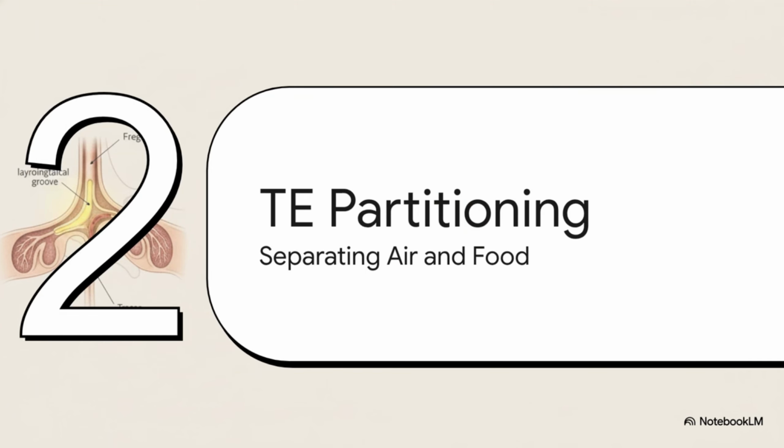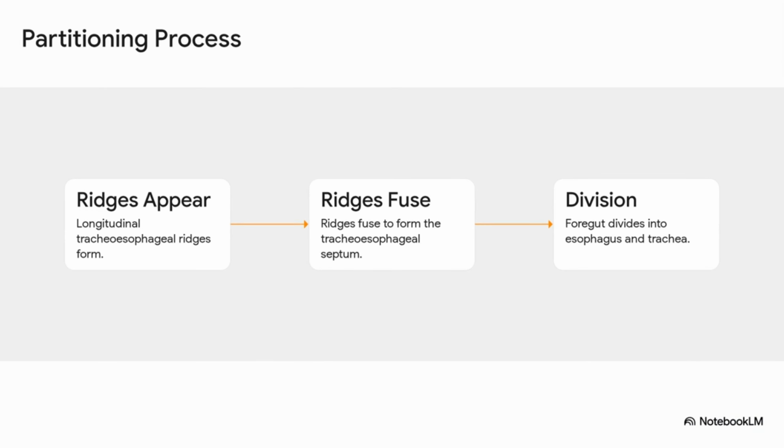Moving right along to part 2, tracheo-esophageal partitioning. So the embryo has to safely separate this brand new airway from the digestive tract. And it does this through a beautifully elegant mechanism of progressive spatial partitioning. Here is how it breaks down. Step 1. Two longitudinal tracheo-esophageal ridges appear on the inside of the tube. Then, step 2, these ridges grow toward each other and eventually fuse to form a solid barrier.